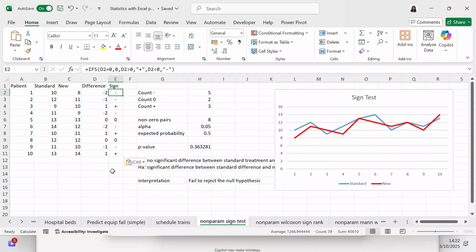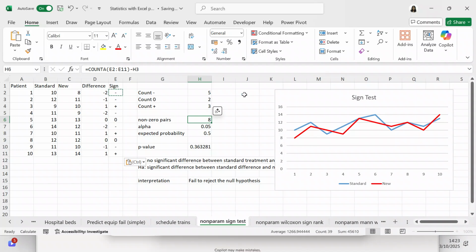Then what you do is you count the number of negatives over here. So it's COUNTIF E2 to E11 is a negative, and that's 5. You count the number of zeros: COUNTIF E2 to E11 is 0. And then you count the number of pluses: COUNTIF E2 to E11 is plus. And then you count the non-zero pairs: COUNTA E2 to E11 minus H3.